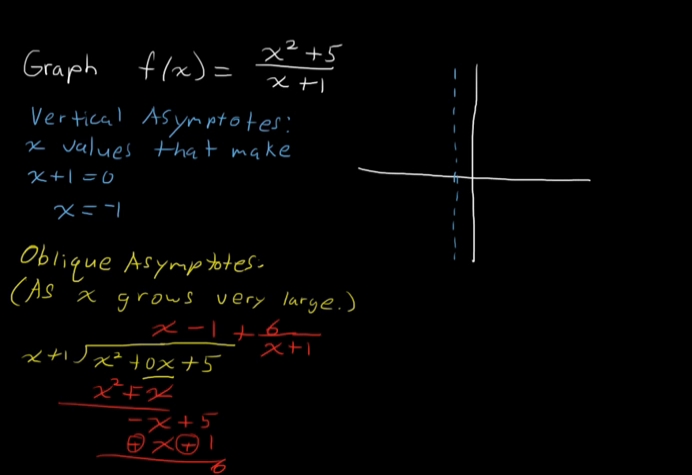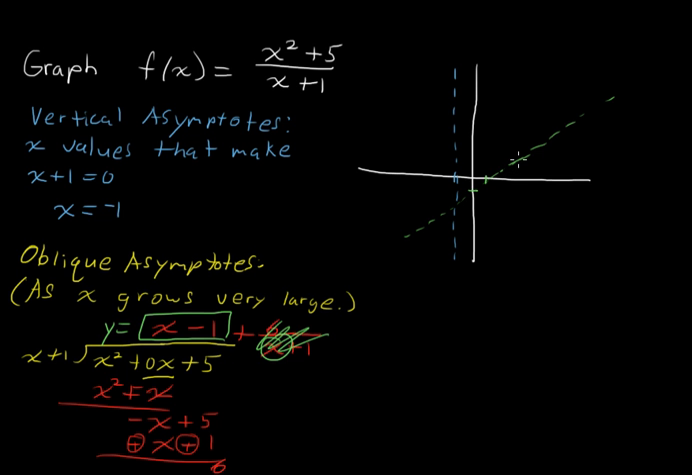So here's what's going on. As x grows really big, right here in the denominator, 6 over something really big is like nothing, right? So here's what we're looking at really is x minus 1. So this is the oblique asymptote, y equals x minus 1. Again, this is not part of the graph. This is just a little visual aid for us.